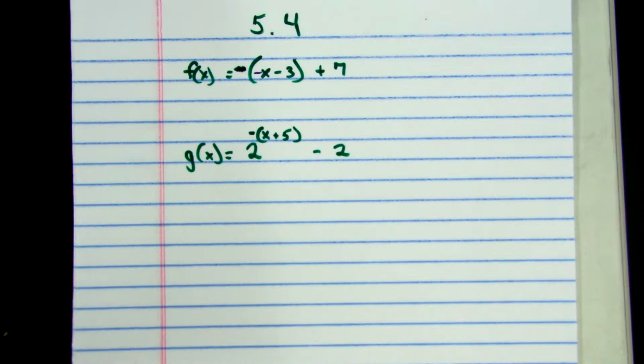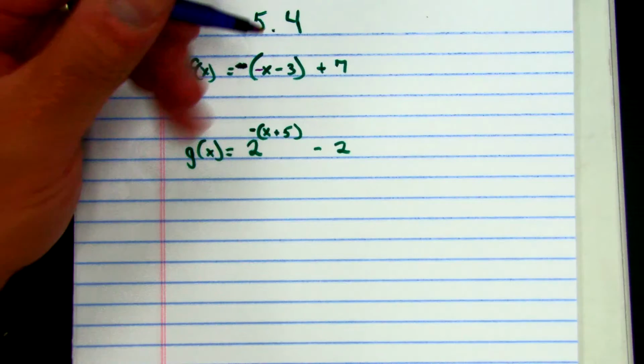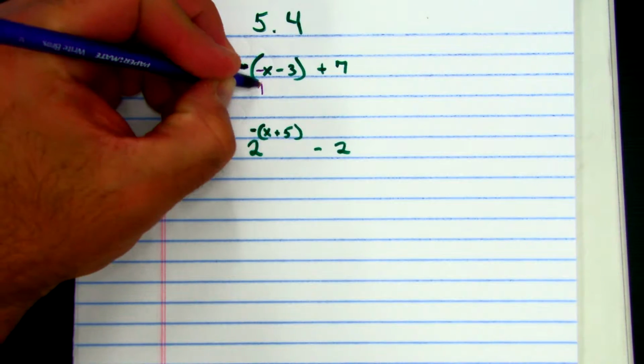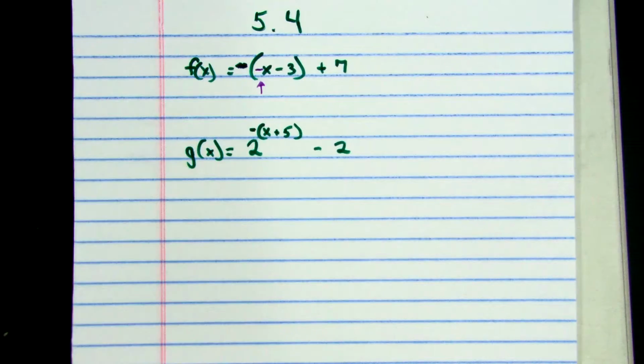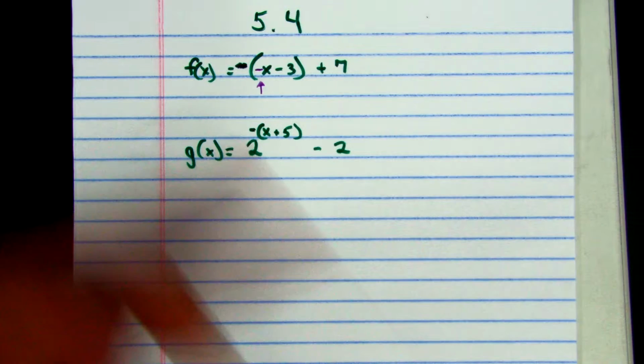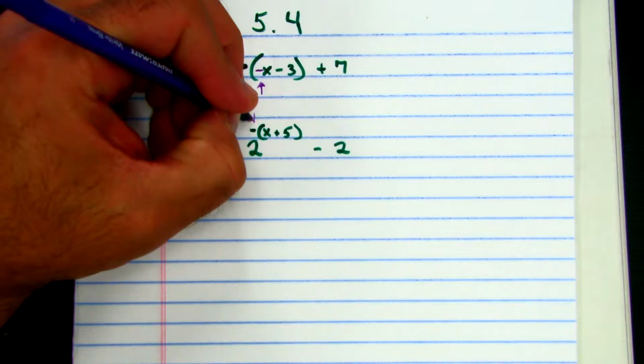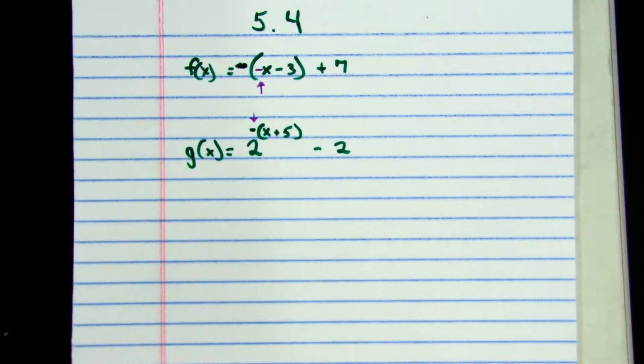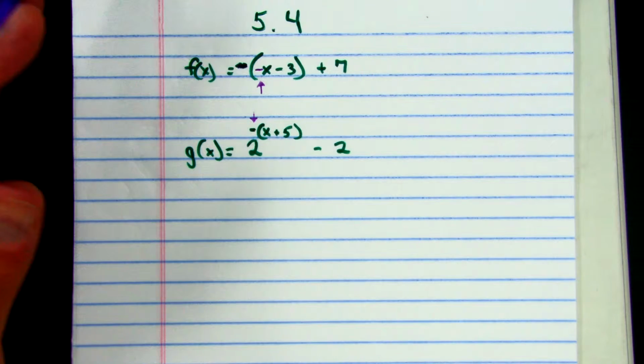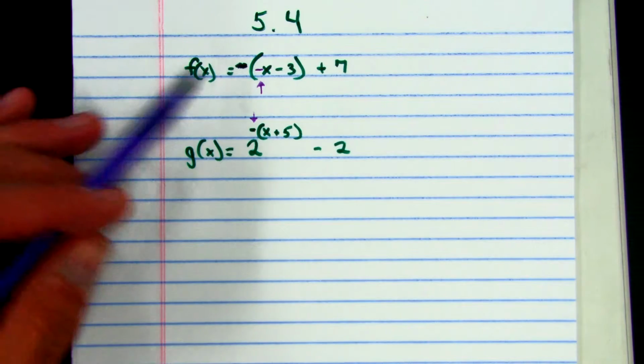Alright, notice. In one of these problems, the negative sign is inside the parentheses. In the other problem, it's outside the parentheses. Okay? So now we're not only looking for the parentheses, but we're looking for if there's a negative sign there and what that negative sign will tell me.